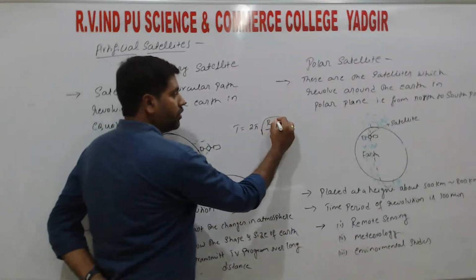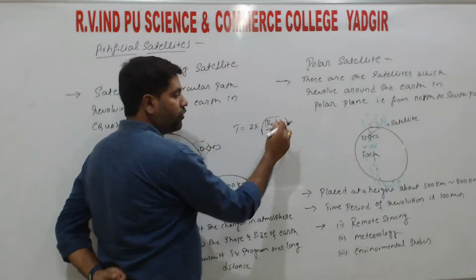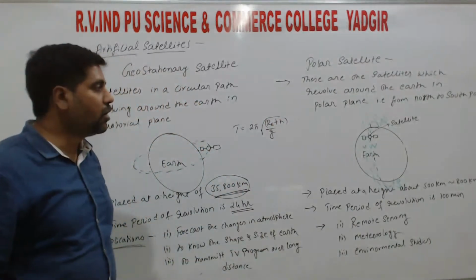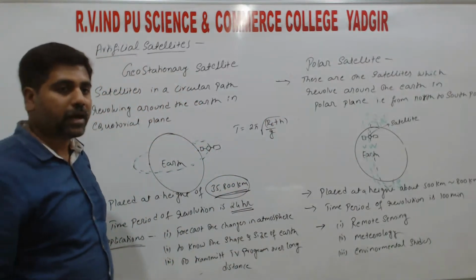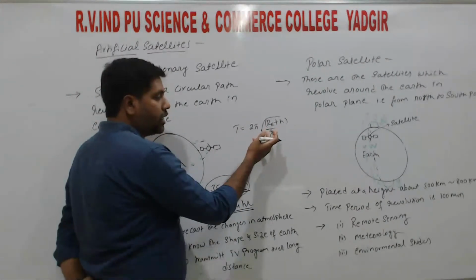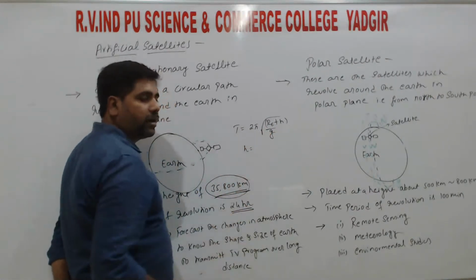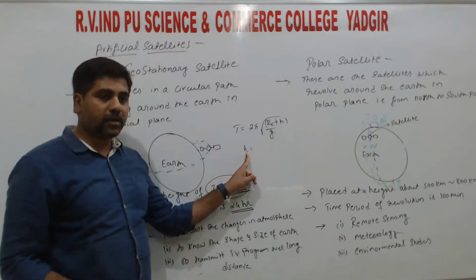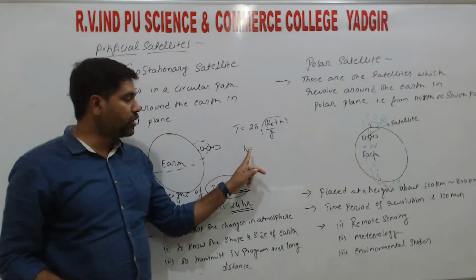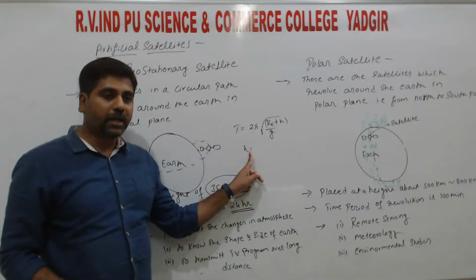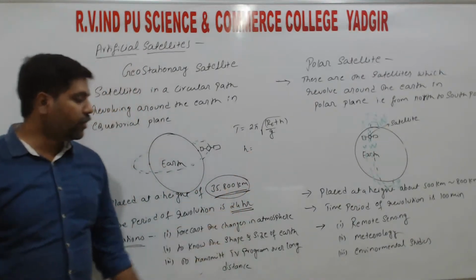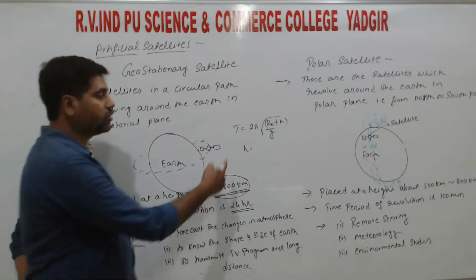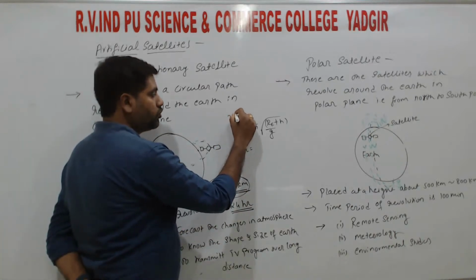So here we need the value of h so that we can write Re plus h, right? Squaring and simplifying, we get the relation for h. Here we have to substitute T as 24 and we can get the value of h. So that value is 35,800 kilometers. In this, T we know is 24 hours.